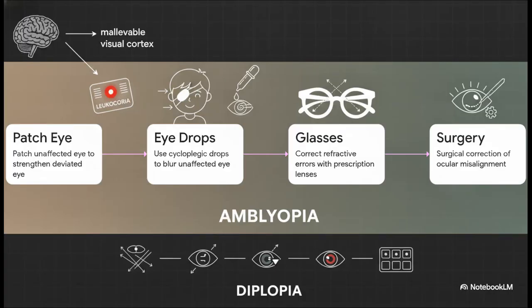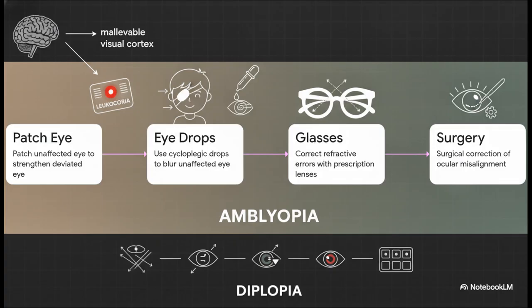Now, you might be wondering, why does early screening matter so much? Well, treatment outcomes are absolutely best when you start while the visual cortex is still malleable. Without intervention, these kids develop amblyopia, basically a functional reduction in visual acuity, and diplopia. Management means correcting any refractive errors with prescription glasses, strengthening that deviated eye by patching the unaffected eye, or using cycloplegic drops to blur the good eye, and of course, pursuing surgical correction if needed.